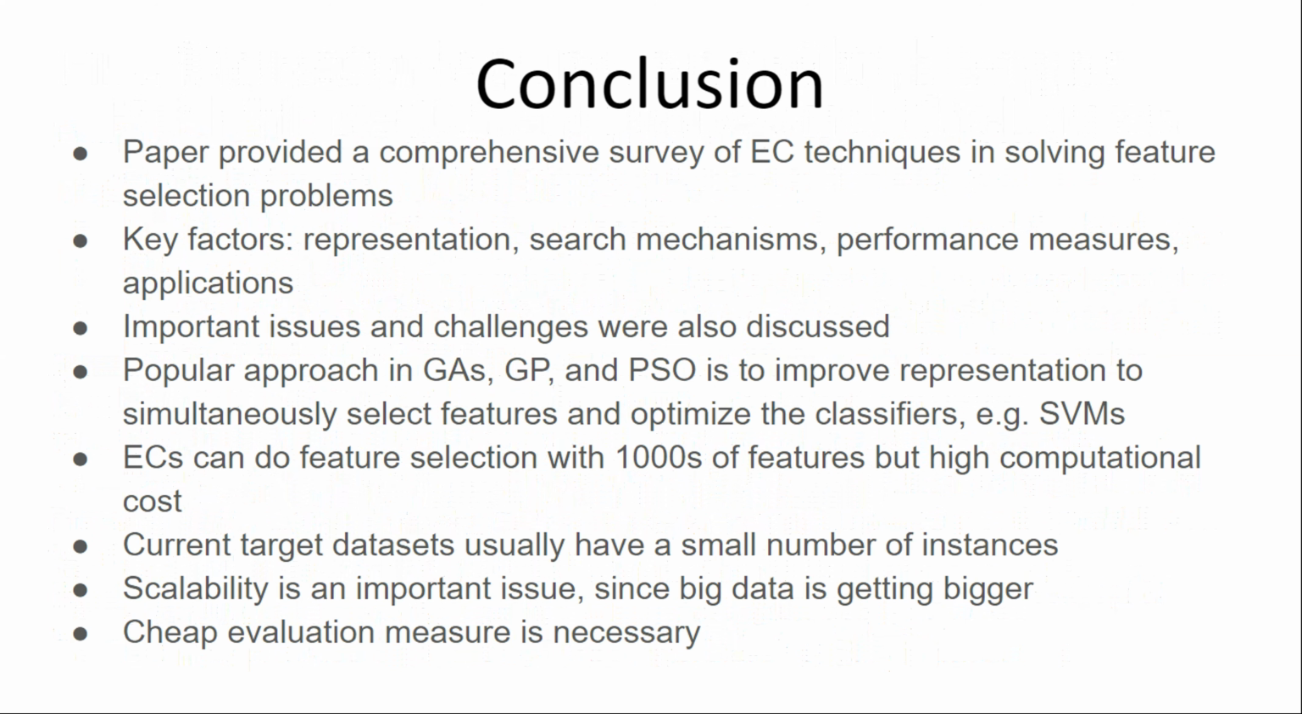So in conclusion, the paper gave an overview of how EC techniques handle feature selection, as well as some of the key factors and issues associated with that. ECs mostly perform well on data sets with a small number of instances, even though they do well with thousands of features. They do not do so well with a large number of instances of those features. Scalability is a major issue for ECs as big data continues to get bigger. So any way to make the subset evaluation step cheaper is obviously better.